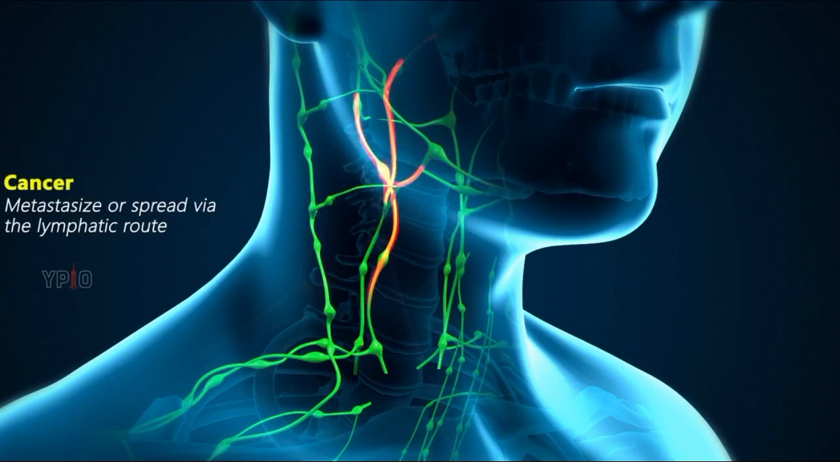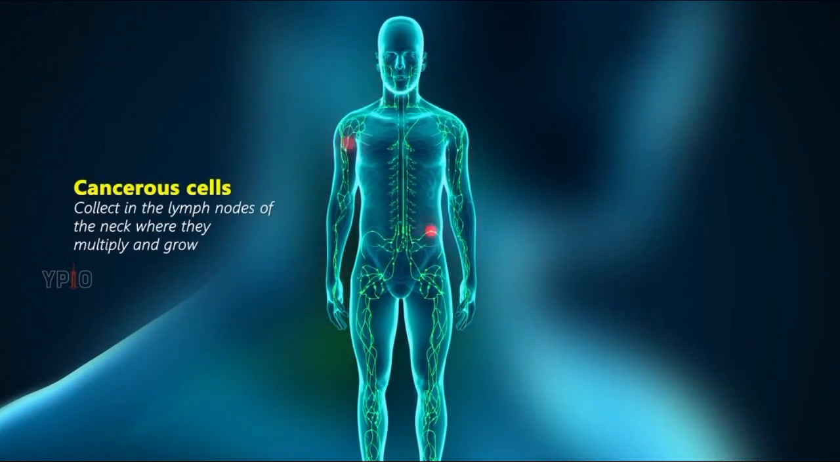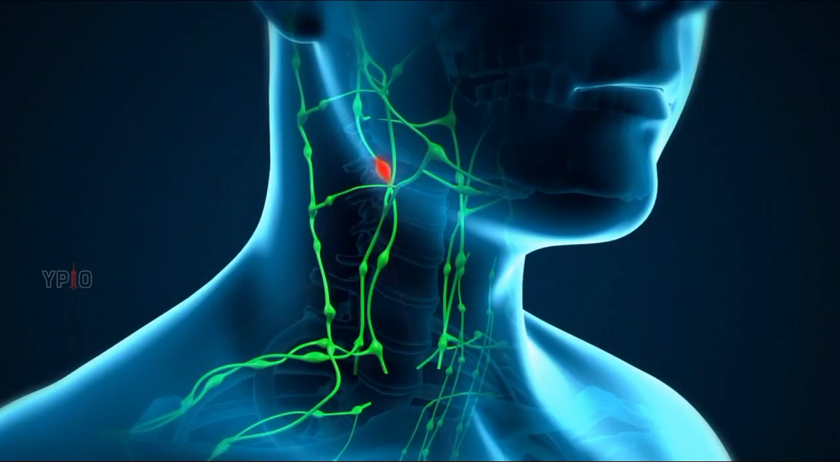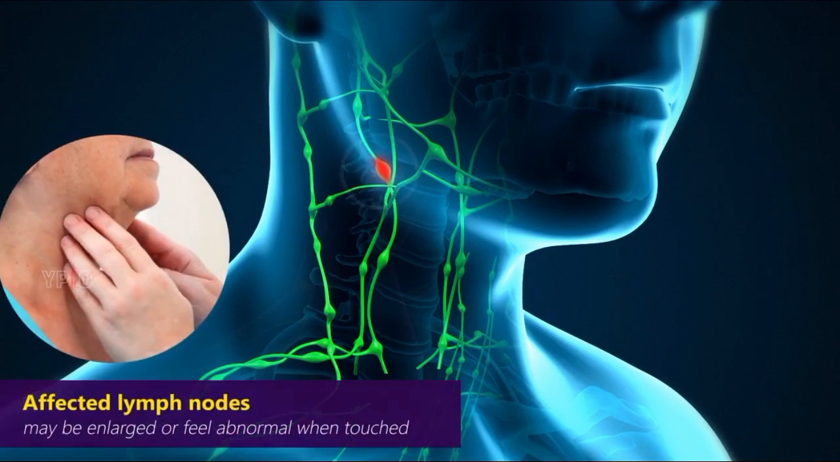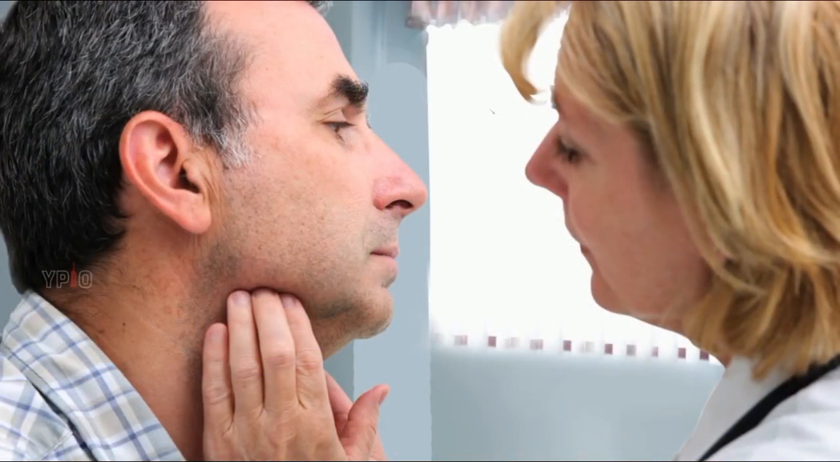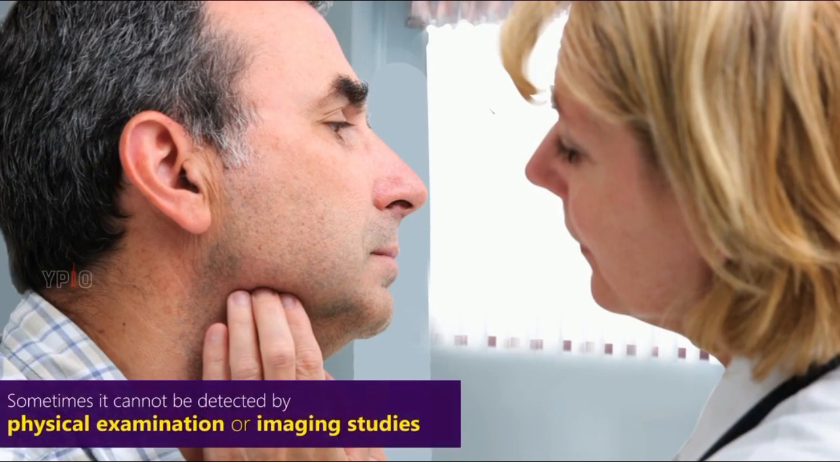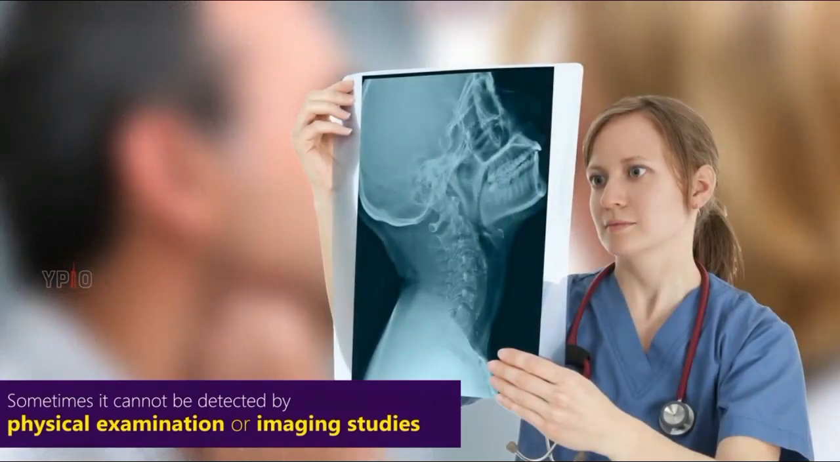Cancers of the head and neck commonly metastasize, or spread, via the lymphatic route. The cancerous cells collect in the lymph nodes of the neck, where they multiply and grow. The affected lymph nodes may be enlarged or feel abnormal when touched. Sometimes cancer cells may be present in the lymph nodes, but cannot be detected by physical examination or imaging studies.